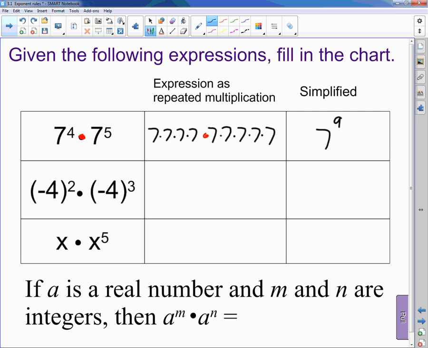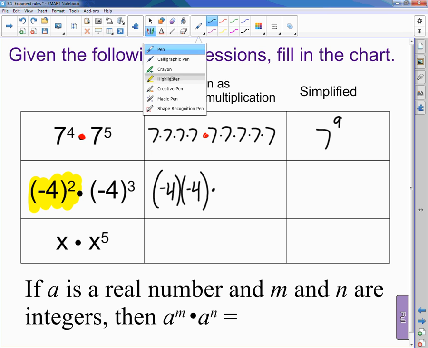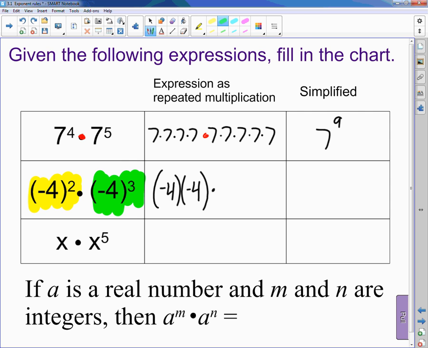If we write this second problem out, first off, I have this negative 4 squared. Remember, when you square something, you just multiply it by itself. So I really have negative 4 times itself, times, now let's do the second part, negative 4 cubed. So I've got negative 4 times itself 3 times. It should end up looking like that when you write it all out. If you look at that, that's just negative 4 times itself 5 times. So we've got negative 4 to the 5th for our simplified shorthand.